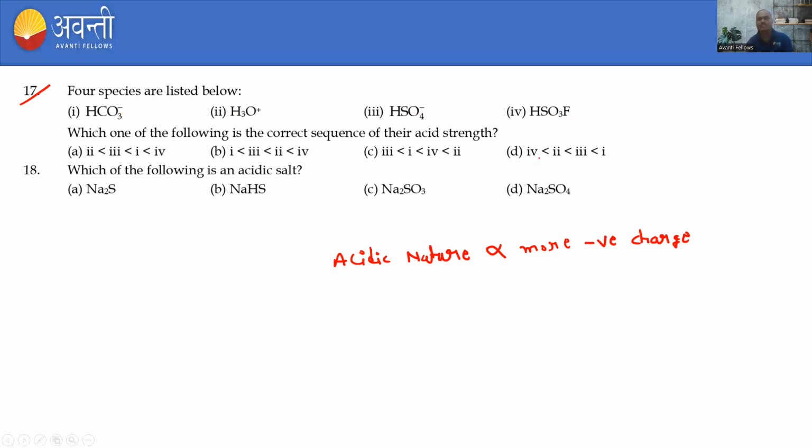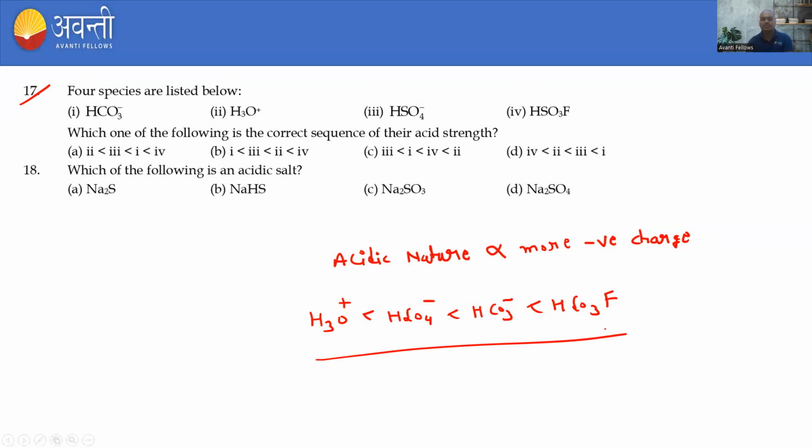We all know fluorine is the most electronegative element, right? So the correct order is like H3O plus, then comes HSO4 negative, then after that HCO3 negative, and last HSO3F, right? So this is the correct order. So the maximum one is fourth. So which option? There, fourth. And then after fourth, we have one, then three, HSO4, and then two, right? So option A is absolutely correct.